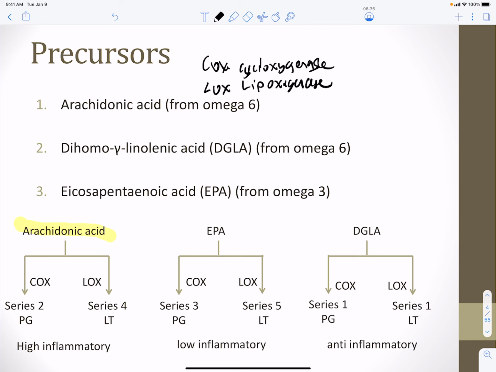Depending on whether you have cyclooxygenase or lipoxygenase, you get either series 2 prostaglandins or series 4 leukotrienes, and these are both highly inflammatory. So arachidonic acid is the precursor of our typically pro-inflammatory icosanoids. With EPA from our omega-3, using the same two enzymes, you instead get series 3 prostaglandins or series 5 leukotrienes, which are low inflammatory. And then DGLA gives series 1 prostaglandins and series 1 leukotrienes, which are more anti-inflammatory.